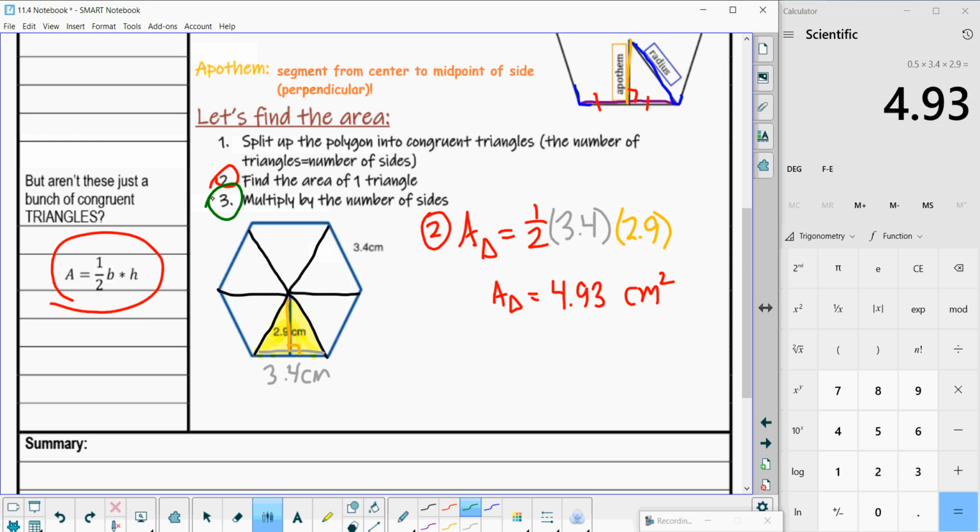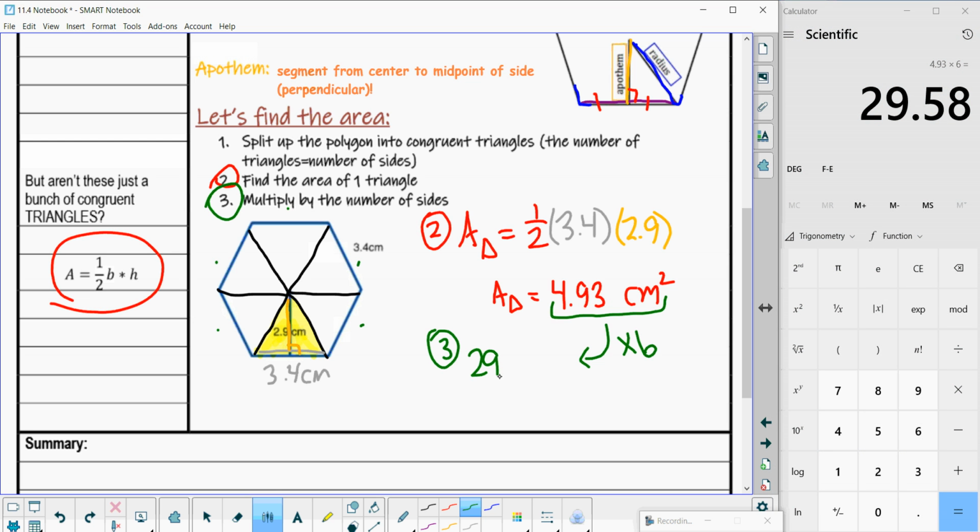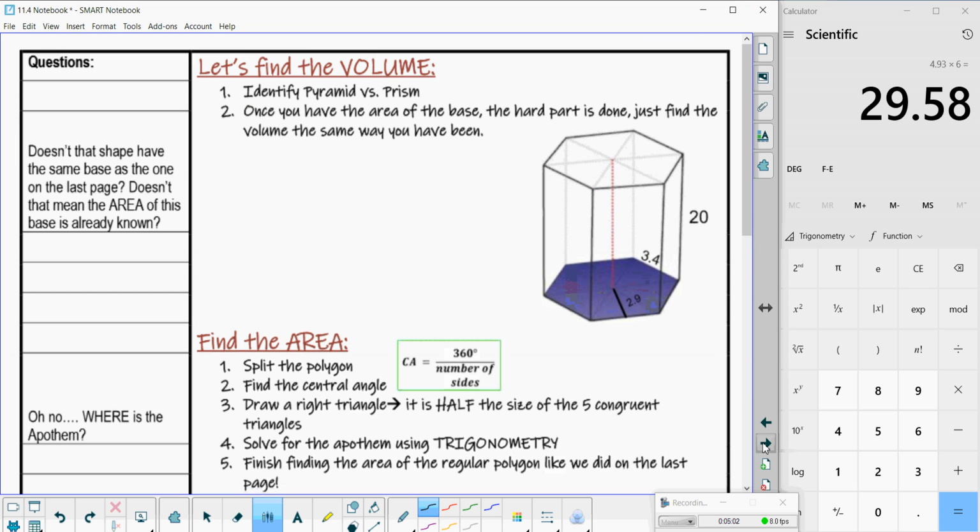Step 3 is multiply by the number of sides. So I'm going to take our area here times 1, 2, 3, 4, 5, 6 sides. So times 6. We get 29.58. So 29.58 centimeters squared. And so that's the area of our regular polygon, which is a hexagon, since it has 6 sides. All right, let's move on.